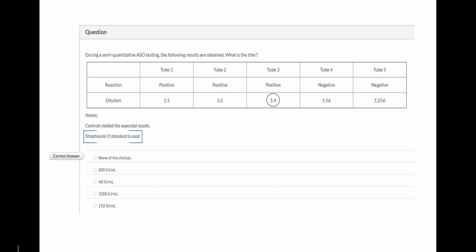But class, the keyword here is streptolysin O standard, and I have discussed to you that if the standard used is streptolysin O standard, the result must be reported in exactly TAD units. If the WHO international standard is used, that is when we are to report the result in IU per ml. So in this case, since the standard used is streptolysin O, therefore the results must be reported in TAD units. So the answer is none of the choices.